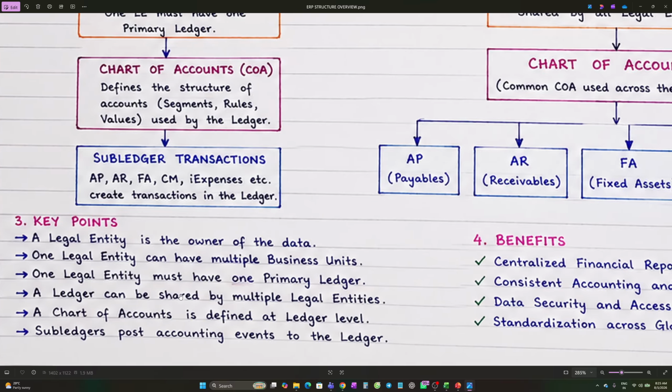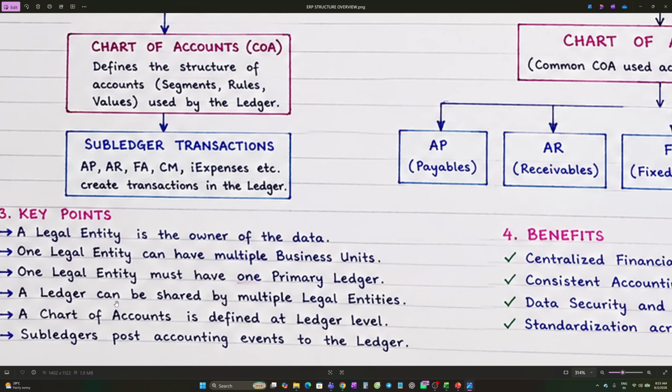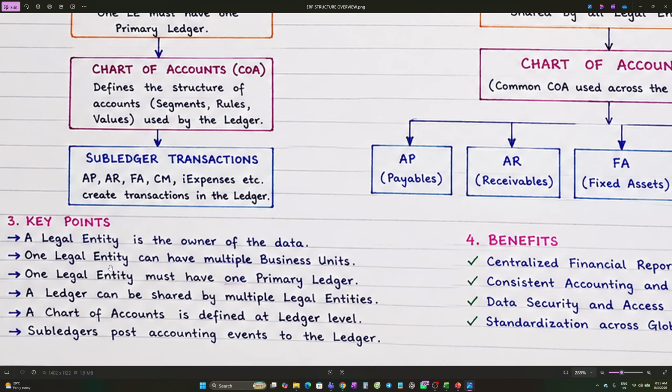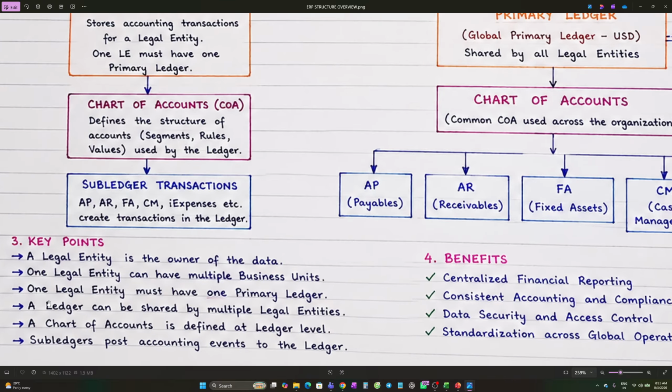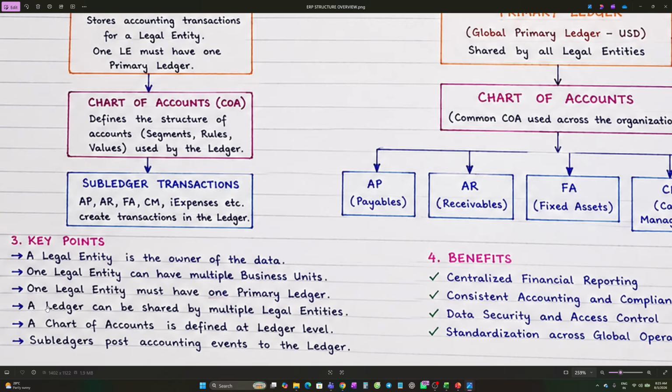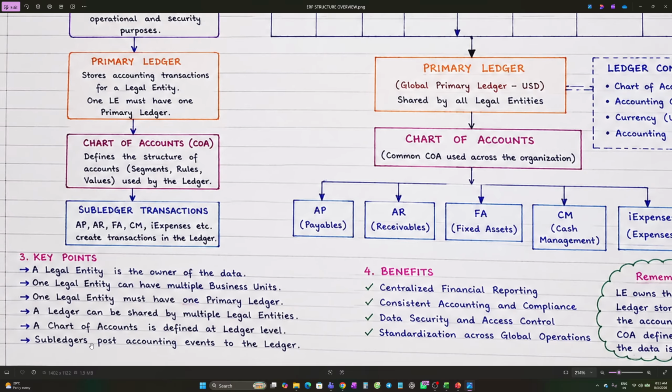We can use a common chart of accounts, common currency, and common calendar. Using these, we can share the ledger across multiple legal entities in different countries or different organizations to maintain stability and centralized financial reporting. We can maintain this using a common chart of accounts. A chart of accounts is defined at the ledger level. Yes, correct, only under the ledger can we define the chart of accounts.